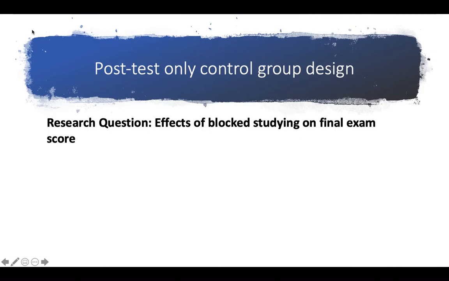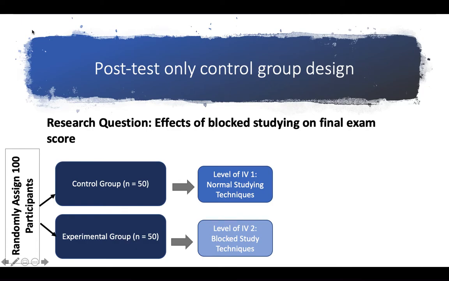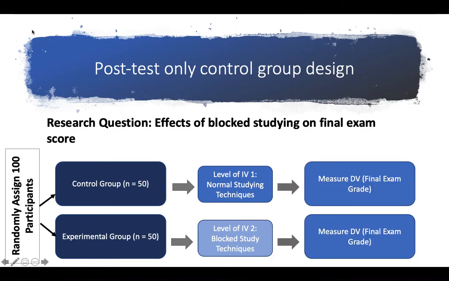Okay, now let's take a look at another example. This research question deals with the effects of block studying on final exam score. So you randomly assign 100 participants from the population into two groups, your control group and your experimental group. Then you administer the independent variable to each group. For your control group, your level of your IV1 would be normal studying techniques. And for the experimental group, you'd have level of the IV2 block study techniques. Then you would measure both groups after the independent variable is administered by taking their final exam grade.